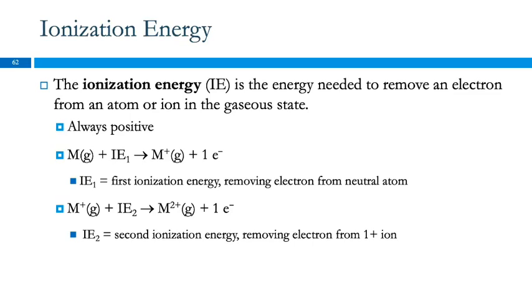So it's always positive. So we can write a general equation, and this is a technicality, but it's always in the gas state, because if you were to do it from the solid or liquid or something, it would be different. But here we have the element, and we're just using M as a generic. M in the gas state plus ionization energy 1 will give us a positive 1 ion plus an electron. So this electron is now separate from the atom. This is called the first ionization energy. It's to remove the first electron from a neutral atom.